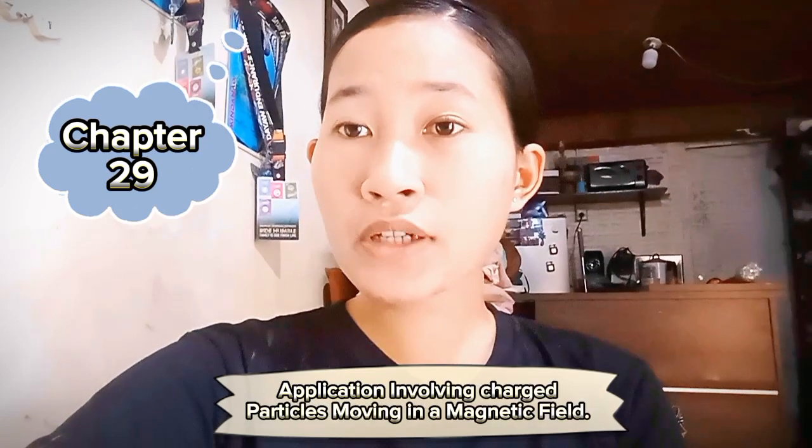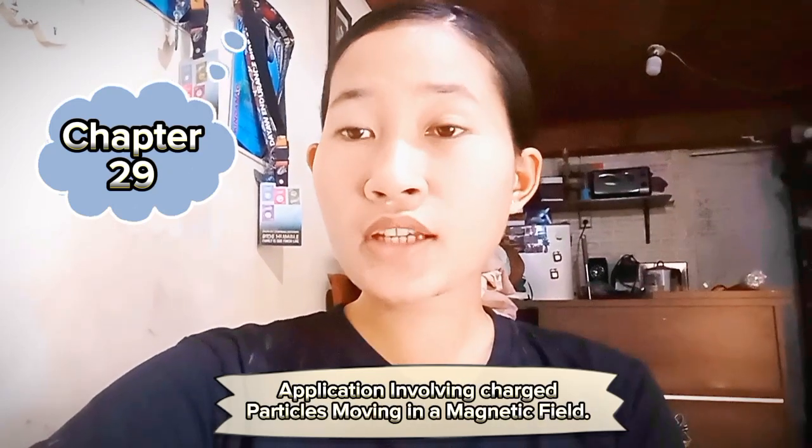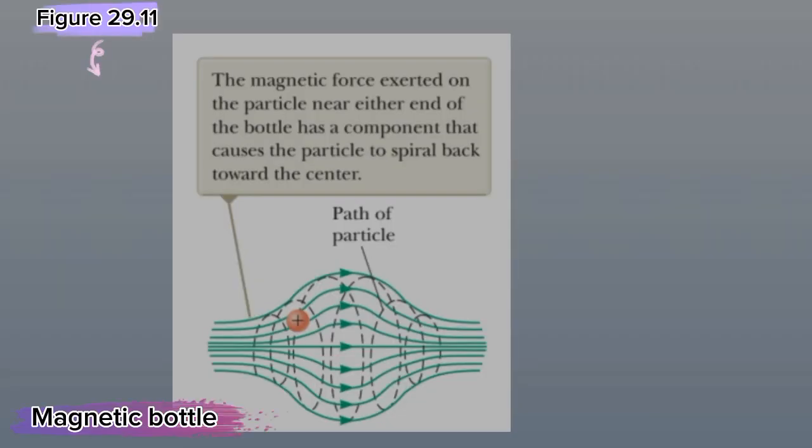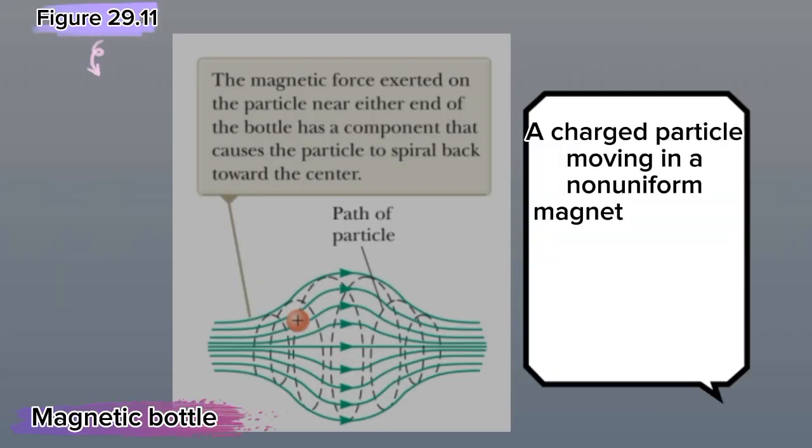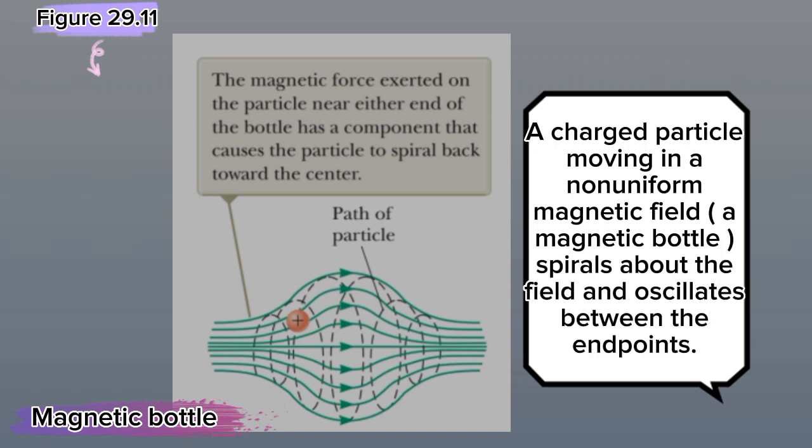I'm the third reporter of Chapter 29 with the topic of Application Involving Charged Particle Moving in a Magnetic Field. We have here figure 29.11. As you can see, we have here the path of particles. The magnetic force exerted on the particles near either end of the bottle has a component that causes the particle to spiral back toward the center.